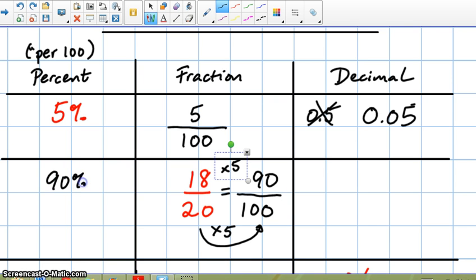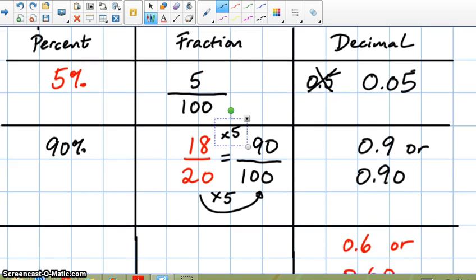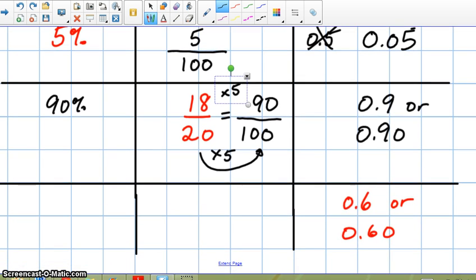It's already over 100, so it's per 100. The decimal, again, that makes it easy too, so it's 9/10 or 90/100. Okay? Now, if you need review with decimals, I suggest you go back to Unit 2 as well, so that you're familiar with the terminology.